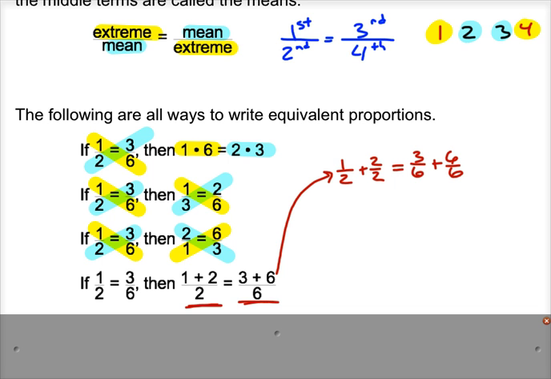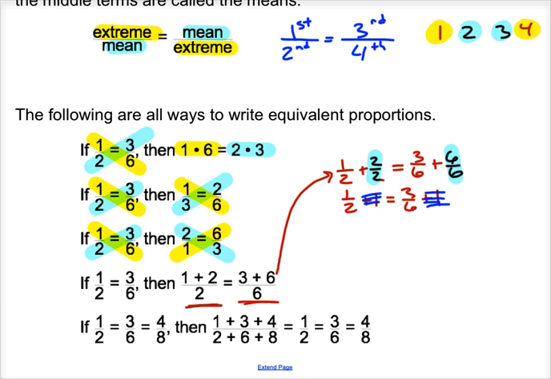If you look, you might notice that 2 over 2 is really the same as 1, and 6 over 6 is really the same as 1. So it's just 1/2 plus 1 equals 3/6 plus 1. And if you subtract off the 1 on each side, you're back to your original proportion of 1/2 equals 3/6. So it's just another thing you can do with a proportion if you need to adjust it or make some modifications.